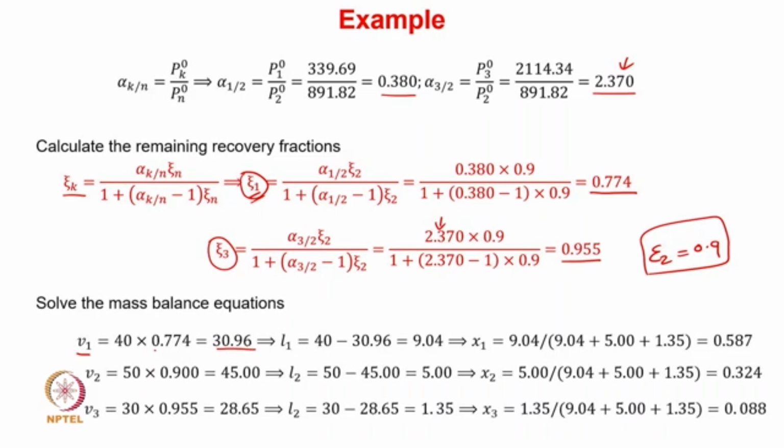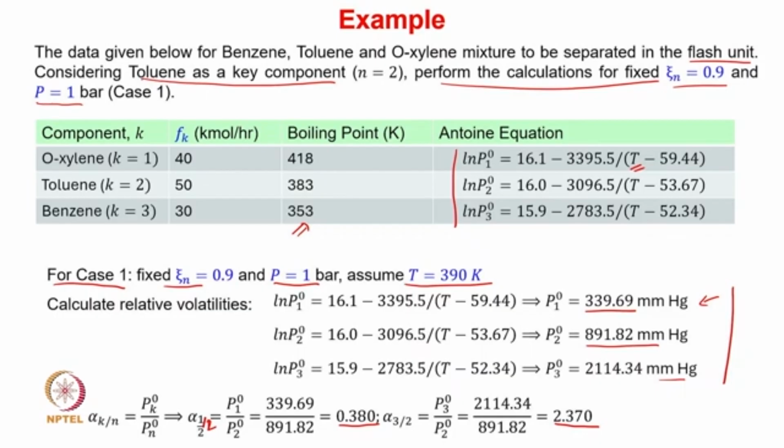So V1 plus L1 should be equal to F1, so we can calculate L1. L1 is 40 minus 30.96, which comes out to be 9.04 kilomole per hour. Similarly for V2, F2 in this case is given as 50. You can see F2 is given as 50.